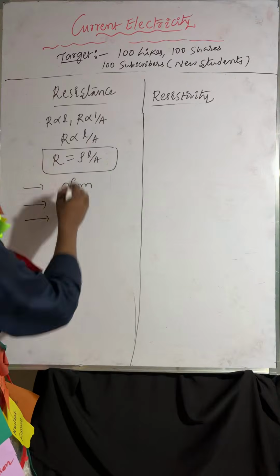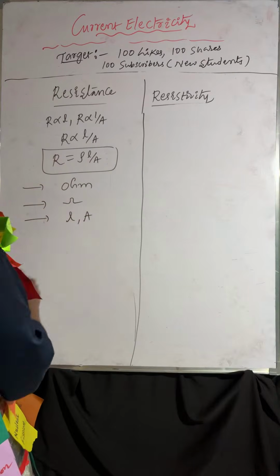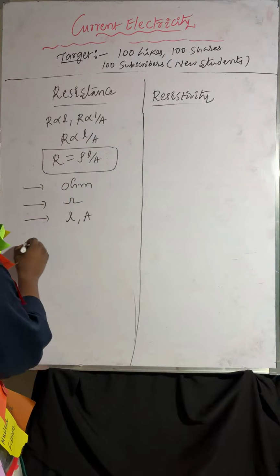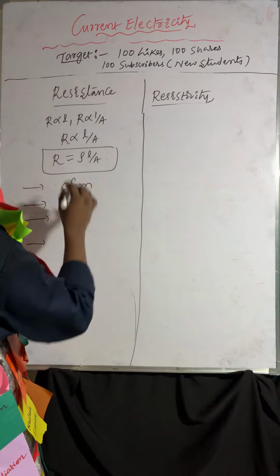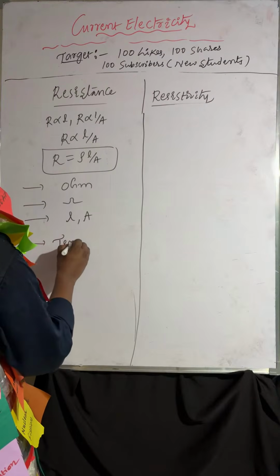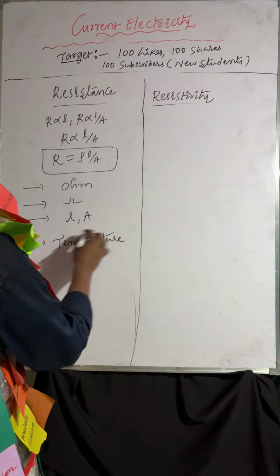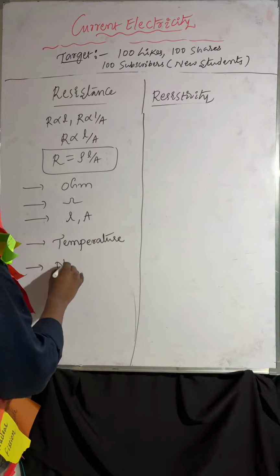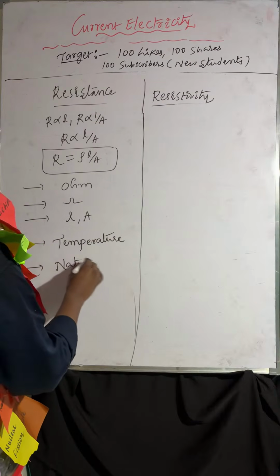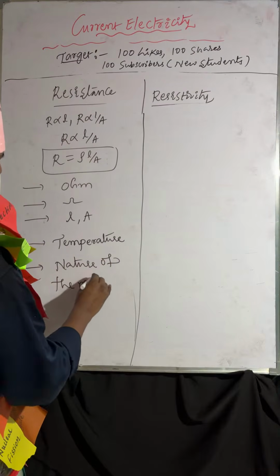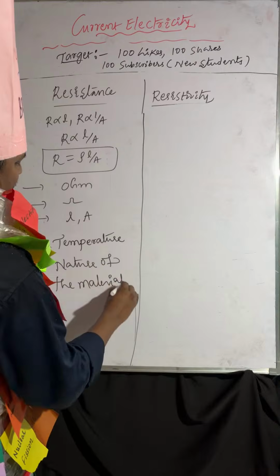So resistance depends on length and area of the cross section. And coming to the next one, resistance depends on temperature. Resistance depends on the nature of the material. Understood or not?